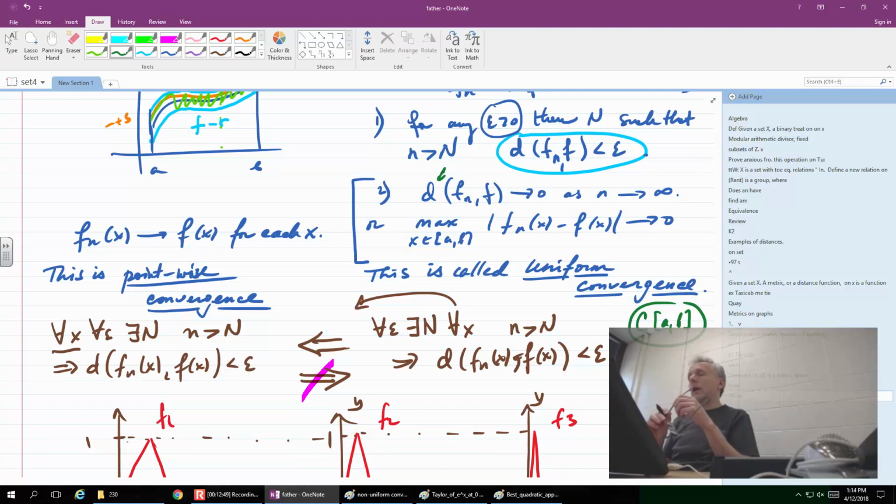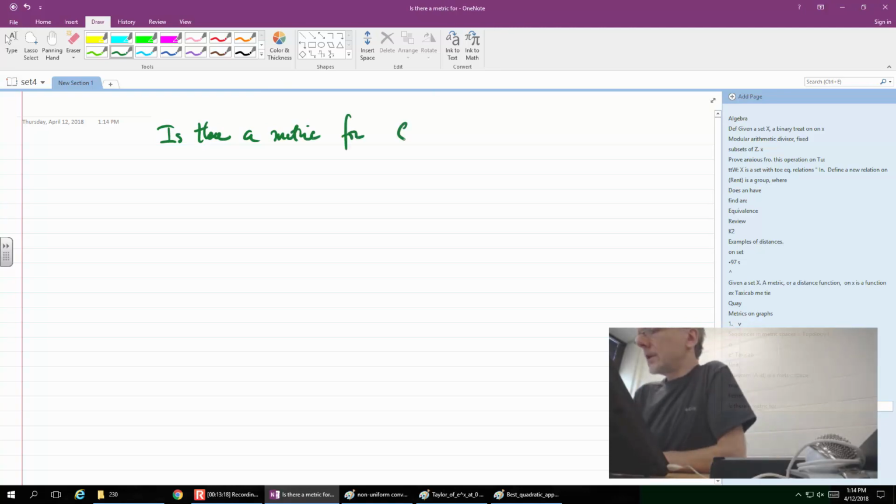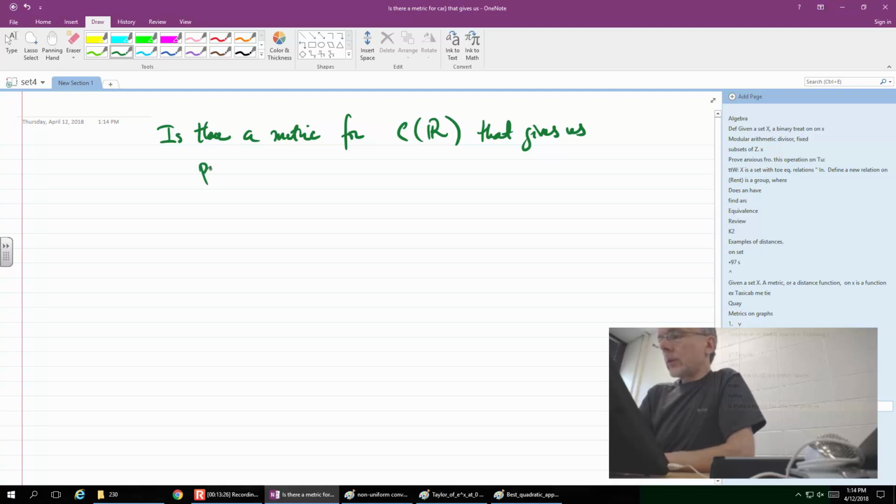We proved it. However, if you look at convergence of functions within that metric space, it gives you uniform convergence, something familiar from calculus. Pointwise convergence then: is there a metric space for pointwise convergence? That's the question. Is there a metric for, say, C(R) that gives us pointwise convergence?